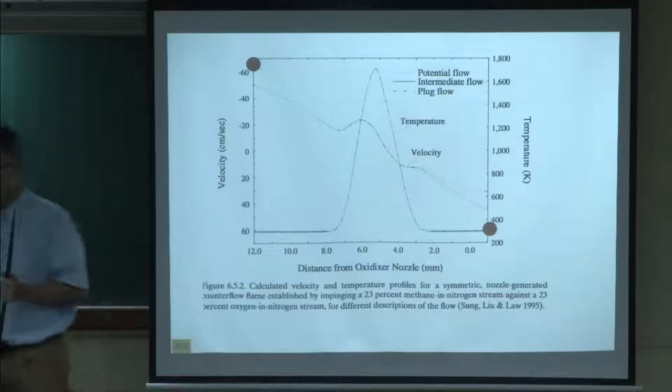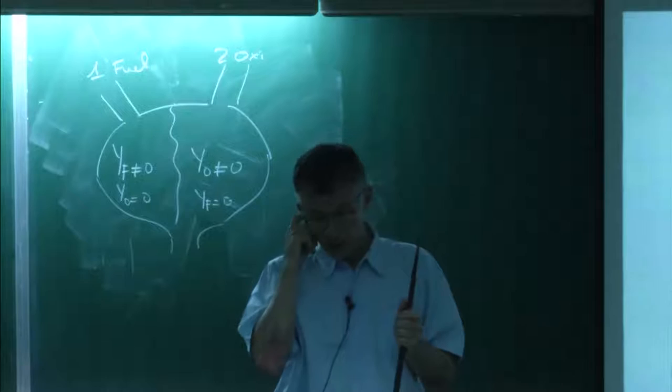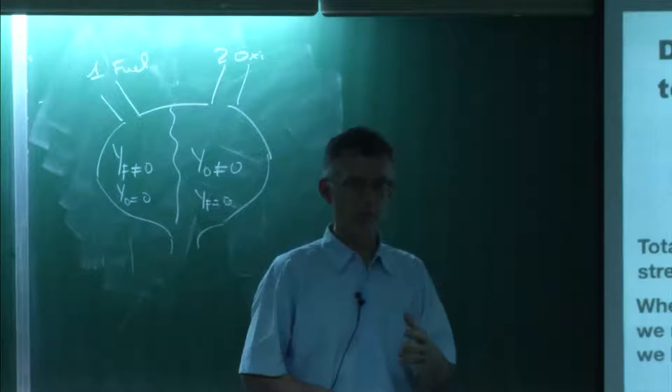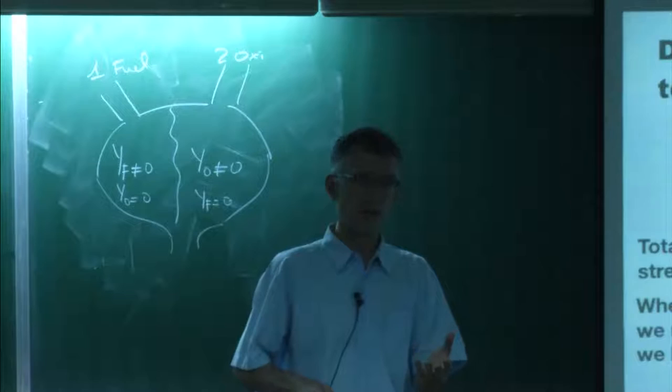These flames are very sensitive to stretch. So how do we know that? Well, you know it already, because if you try to light a fire, wood fires are actually diffusion flames. You burn the air with the gas coming out of the wood, and you know that you have to blow on it. And when you blow on it, it's burning much more.